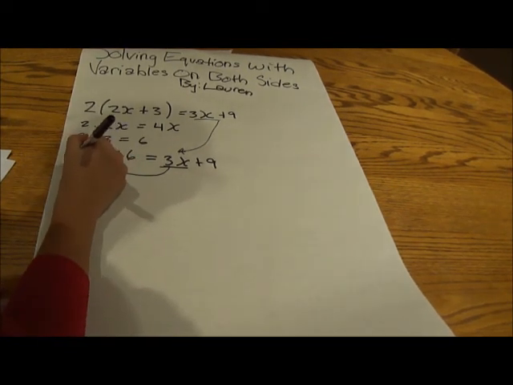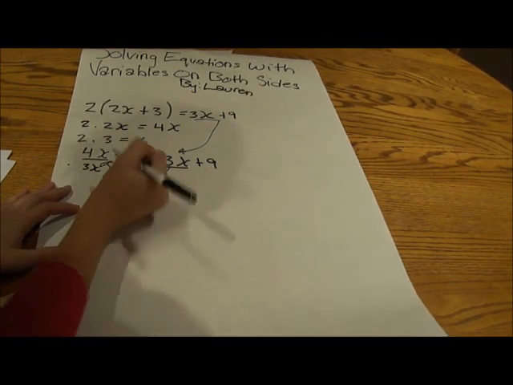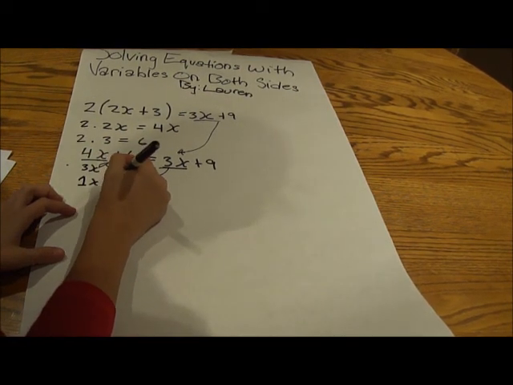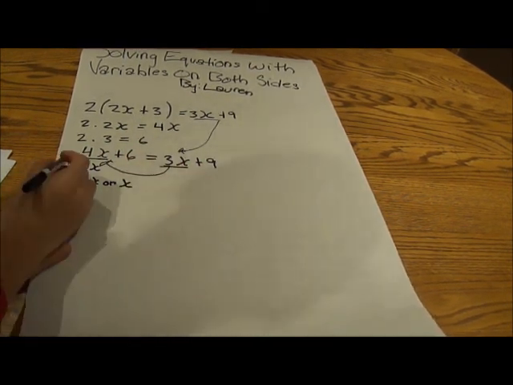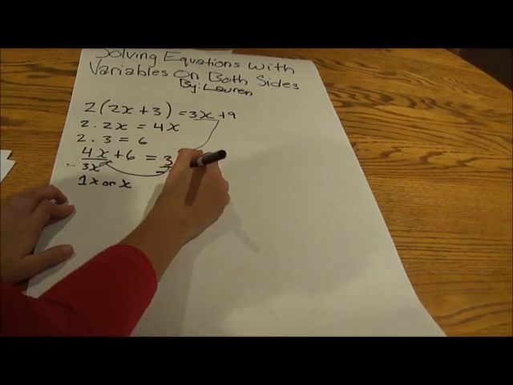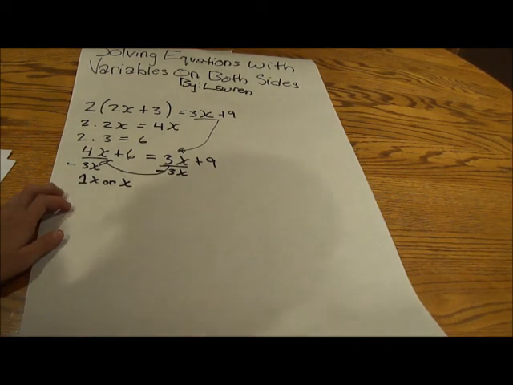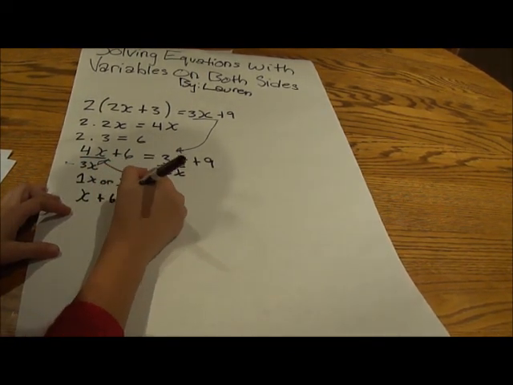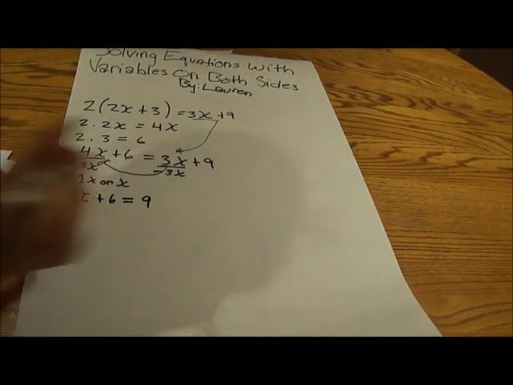So 4x minus 3x equals 1x, or just x in this case. And what we do on one side, we have to do on the other side. So minus 3x here. So now our equation is x plus 6 equals 9.